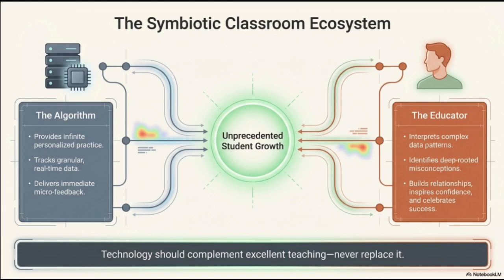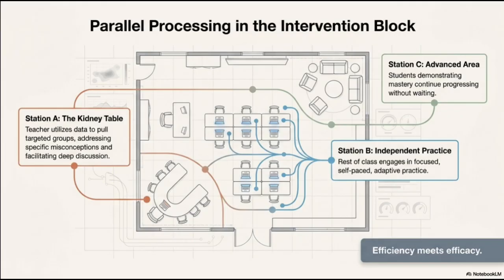This creates a more efficient use of instructional time and helps ensure that every student receives learning opportunities appropriate for their individual needs. Of course, successful implementation requires thoughtful planning. Schools must consider technology access, teacher training, curriculum alignment, and ongoing support. The goal is not to use technology simply because it is available. Instead, educators should intentionally select tools that align with instructional goals and enhance student learning.